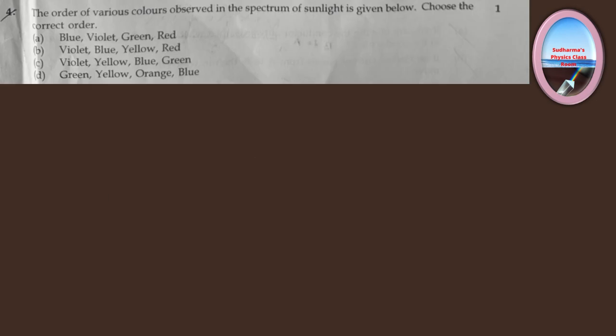Moving on to the fourth question. The order of various colors observed in the spectrum of sunlight is given below. Choose the correct order. So how do you answer this question? All of you know that the order is violet, indigo, blue, green, yellow, orange, red, VIBGYOR, right? So we have to choose from the options given. Be very careful while choosing the option. Blue, violet, green, red. No, because blue comes after violet. So that is not it. Violet, blue, yellow, red. It comes in that order, but still we have to read all four options when it is a multiple choice question.